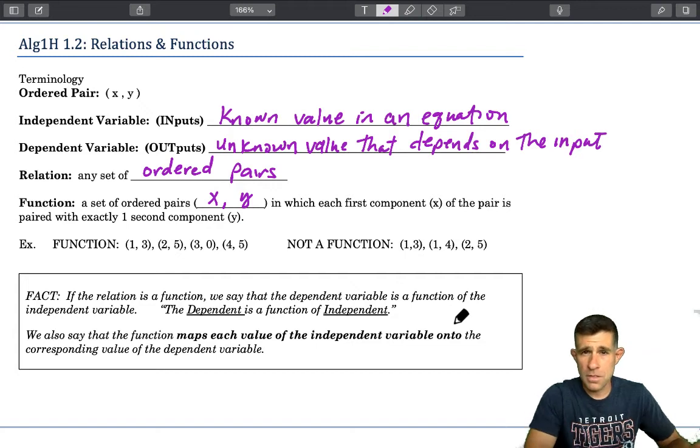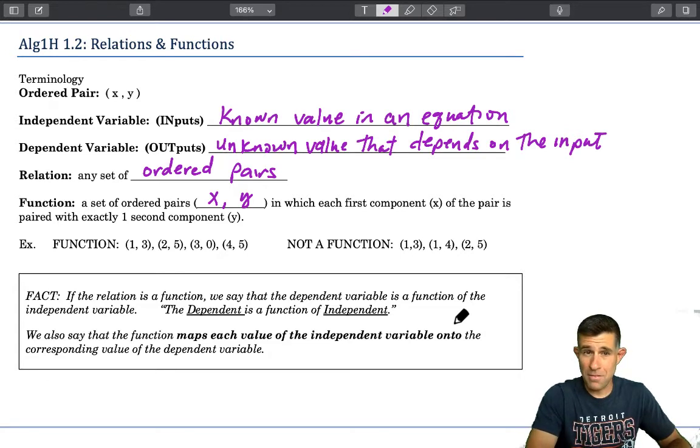Welcome back. So let's jump into today by taking a look at the terminology. Ordered pair is pretty simple, and you guys are familiar with a coordinate ordered pair such as x, y. We can plot that on our coordinate plane, and that's simply just an ordered pair.